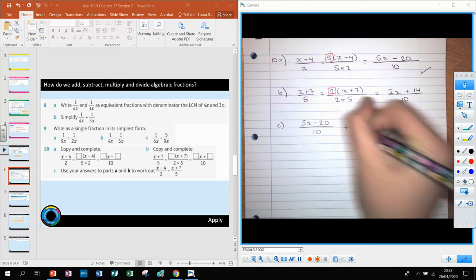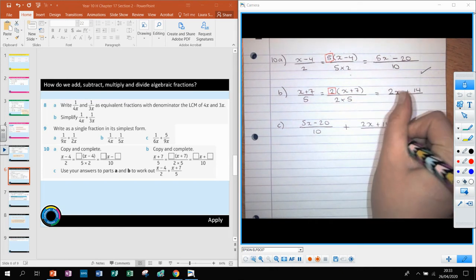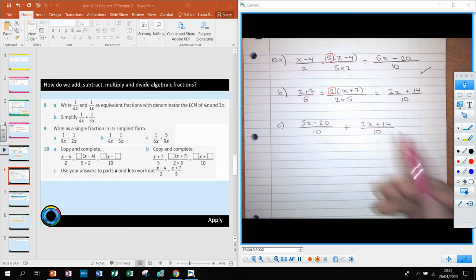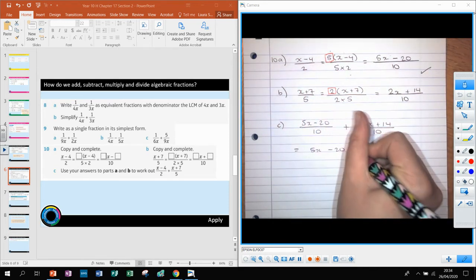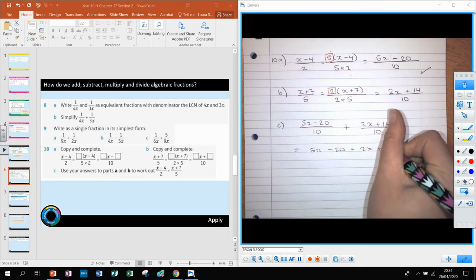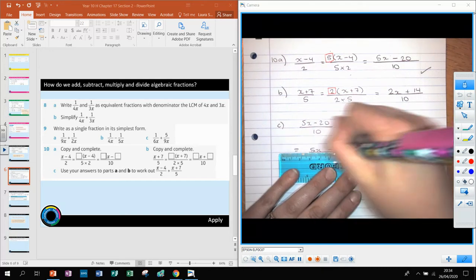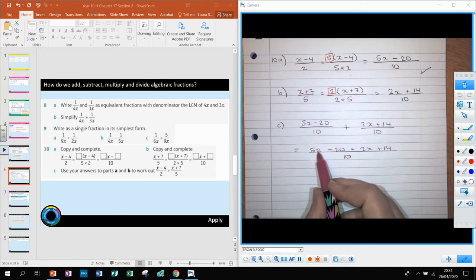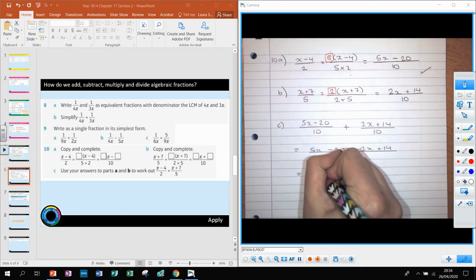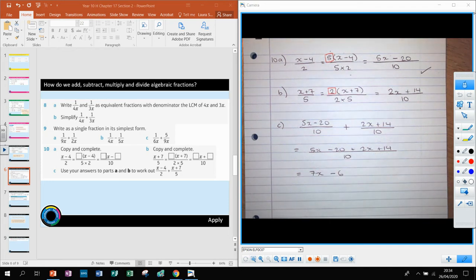We're adding, so plus 2x plus 14 all over 10. So let's bring the numerators together. So that is going to be 5x minus 20 plus 2x plus 14. And here's where the ruler comes out, because that's a long line. All over 10. Okay. And 5x plus 2x is 7x. Negative 20 plus 14 is minus 6. And that is all over 10.